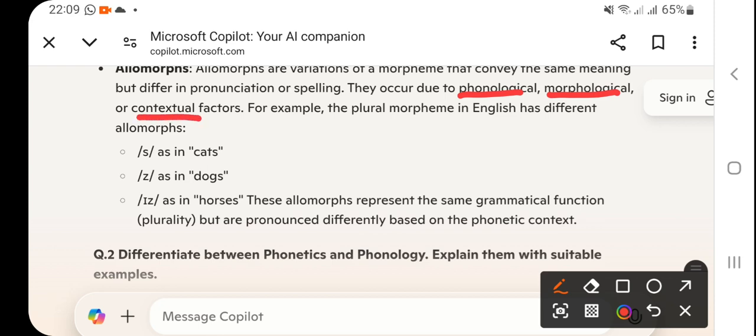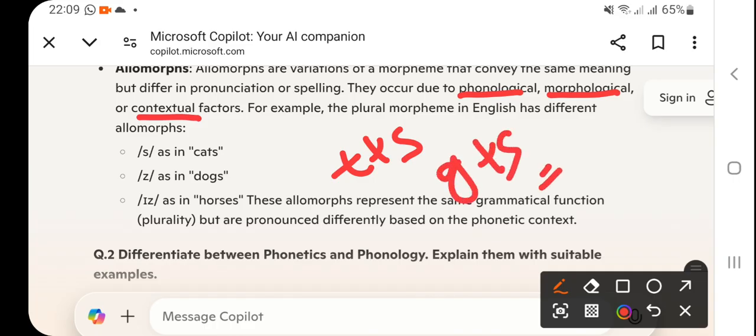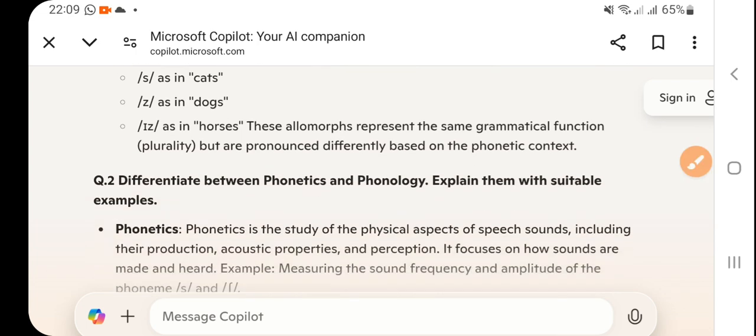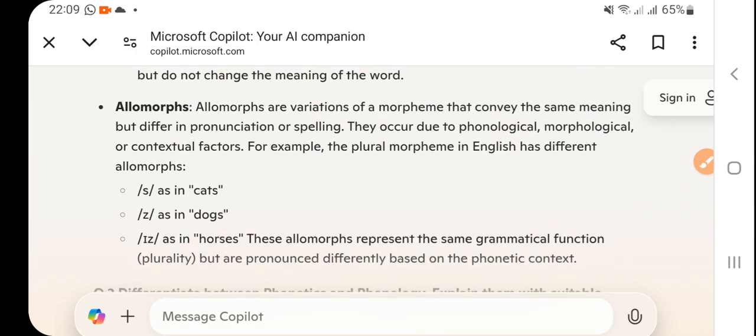For example, the plural morpheme, I gave you the example cat, cats. So T plus S, cats. But in the case of dog, dogs, that's G plus S, so it becomes dogs. And in horses, it becomes ES. Because of the previous letter, the sound is changed, and that is allomorphs.